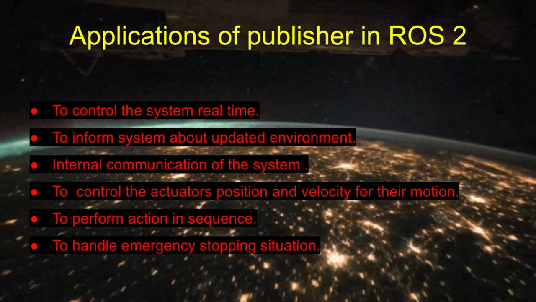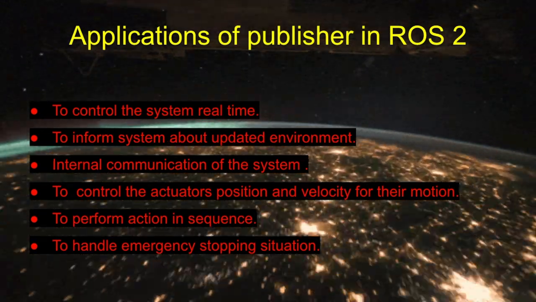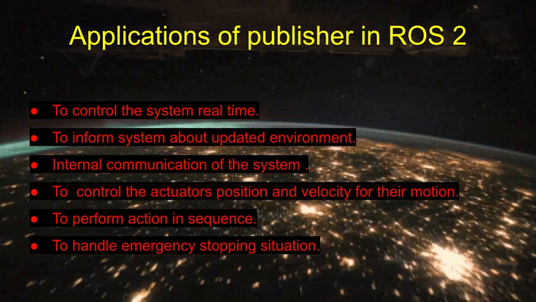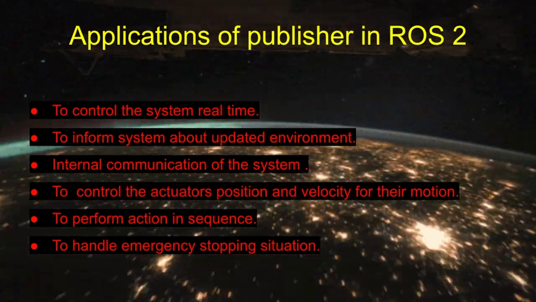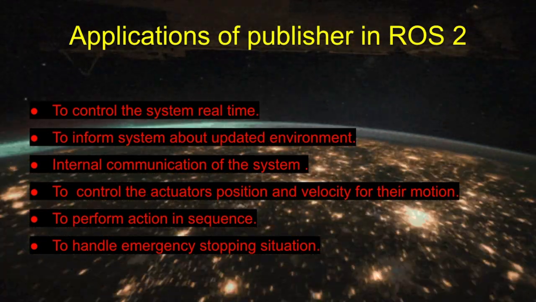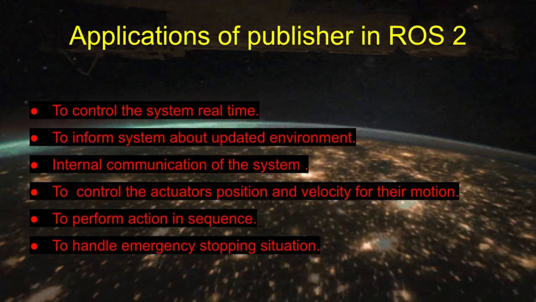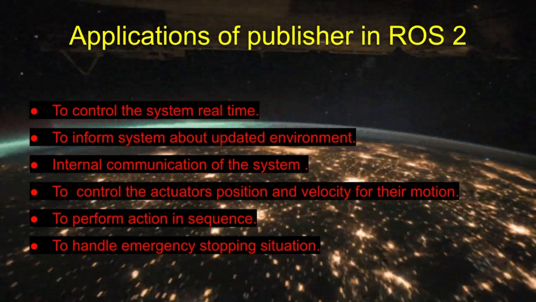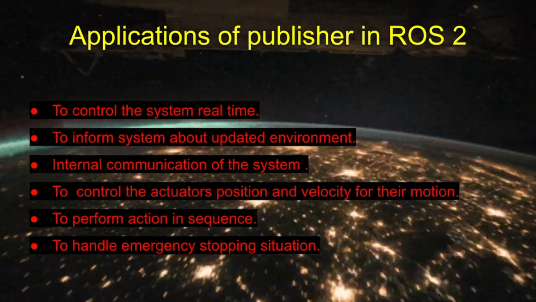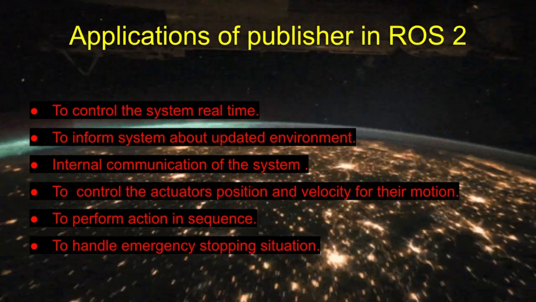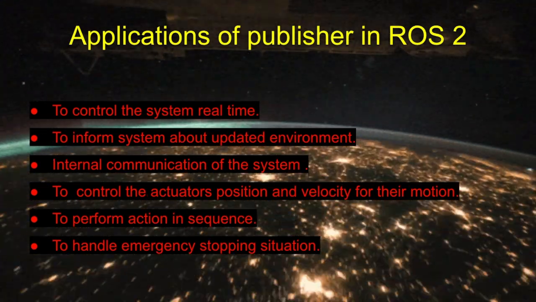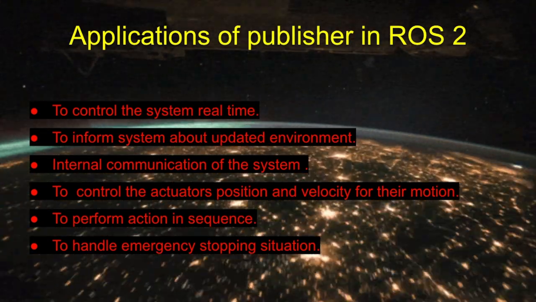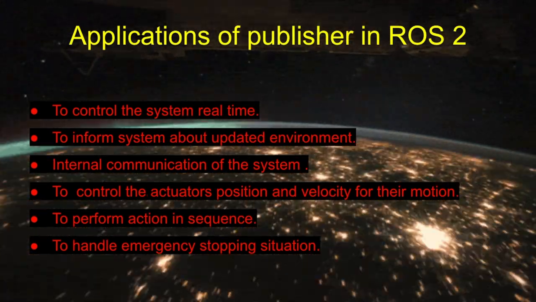Publishers help to control the system in real time. They keep the system informed about the updated environment. They also help in internal communication of the system. Publishers control actuators' position and velocity. With the help of publishers, you can perform actions in sequence. And we can also handle emergency stopping situations, where we can publish an emergency topic and everyone can understand that there is an emergency situation. These were some of the applications of publishers, and that was all about today's video.